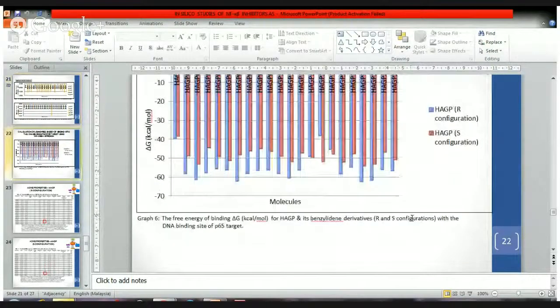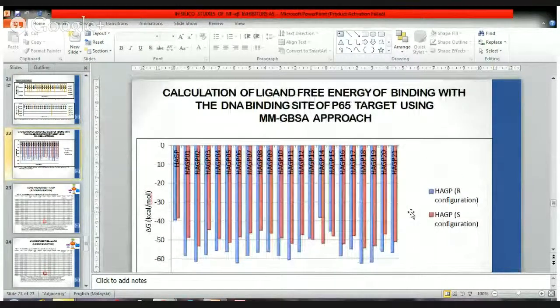So these graphs are actually showing the calculation of ligand free energy of binding with the DNA binding site of the P65 target using the MMGBSA approach. What we can identify from this graph is basically that the R configurations of HAGP and its benzylidene derivatives show the most stable interaction for almost all molecules as compared to the S configurations, with the exception of HAGP 13, 14, and 15, where the S configuration was found to be more stable as compared to the R configuration.